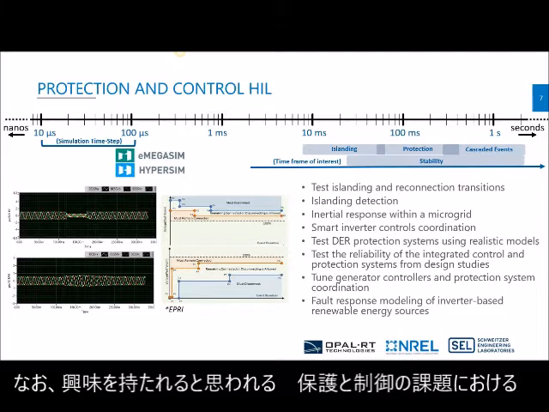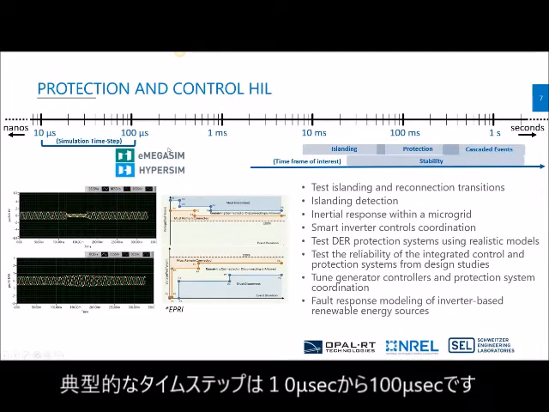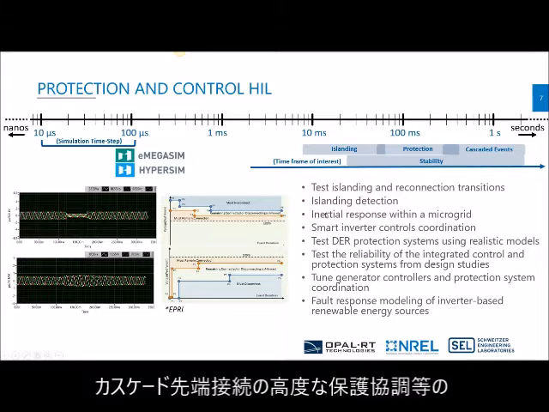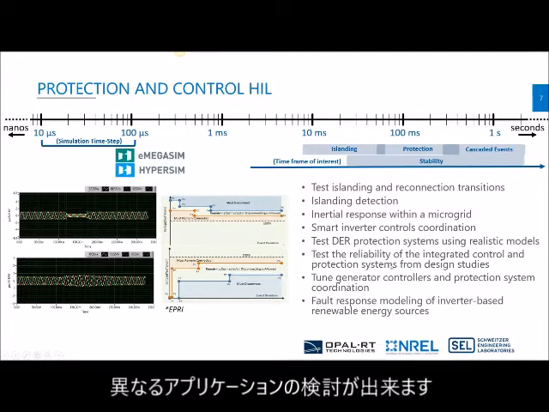The next type of studies that you will be interested in is protection and control studies. The typical time step that you need for these kinds of studies ranges from 10 microseconds to 100 microseconds. You can typically study islanding protection, stability of the microgrid, cascaded events, protection coordination, and different applications over here.